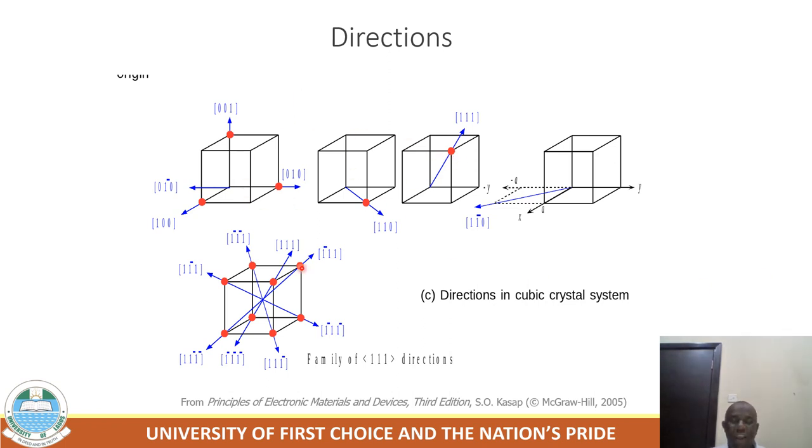These are further illustrations of what I was saying. You can see the angular bracket is different from the normal one. So this is what is used to represent direction. And you can have families of directions. This is a family of directions. And you can have 111, 001. These are directions.